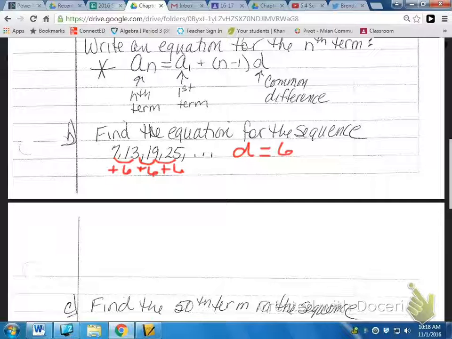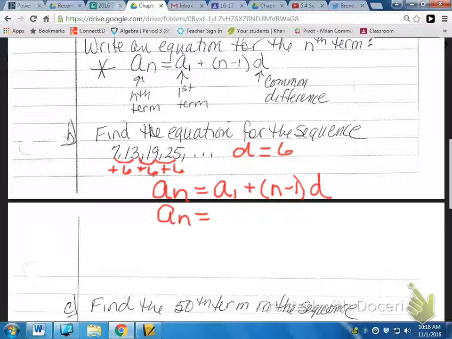So find the equation for the sequence. We're going to go A sub n. That means any term n. And I'm going to write the whole formula here so that we kind of get the hang of it. So you put A sub 1, the first term, plus n minus 1 times D. Now this one is not saying any specific term, so we're going to make it very general. A sub n, that means any term we want.